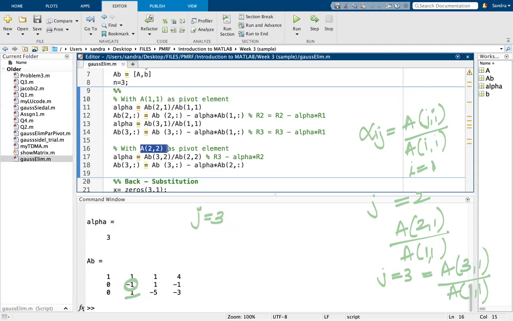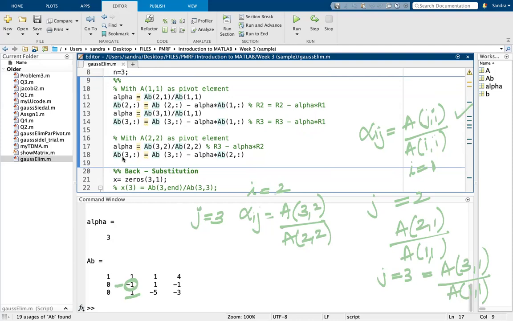Now, what is the alpha formula? You remember this alpha formula, right? Alpha ij will be a 3, and now what is my i value? The i value is the diagonal entry, that is my second row. So a 3,2 divided by a i,i, which is a 2,2. So that is AB3,2 divided by AB2,2, and that is your new alpha value. With that you have to change the third row. The third row is equal to the third row minus alpha times the second row, because the second row is the row where the pivot element is. Now when I do this, what happens?